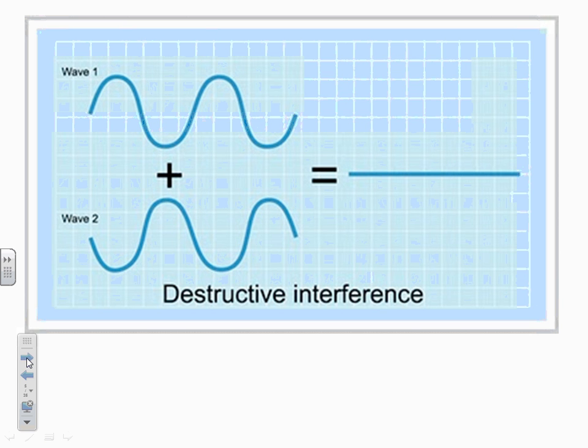Keep that in mind, because we have constructive and destructive interference, we also have, for molecular orbital theory, constructive and destructive interference with electrons, which produce bonding versus non-bonding orbitals.